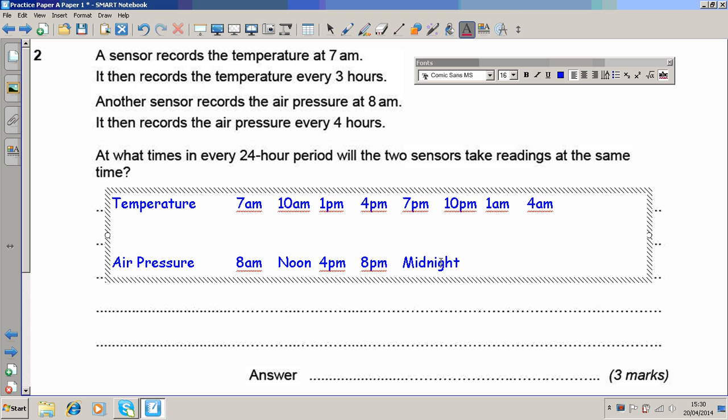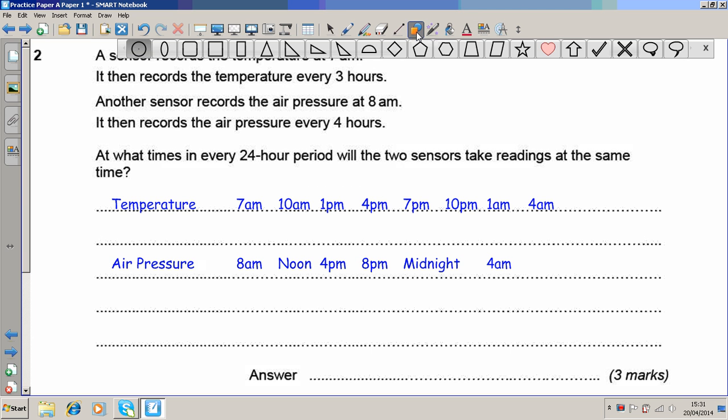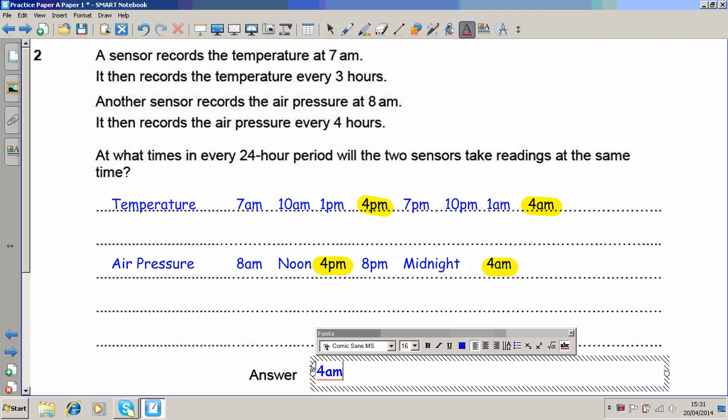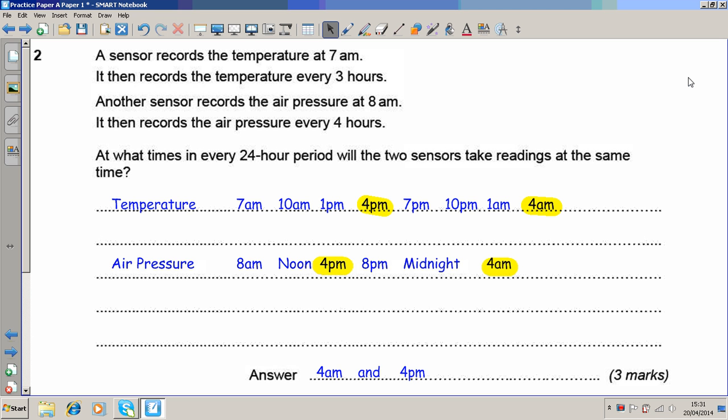And then it'll be 4 in the morning, and then it'll be 8 in the morning, which takes us back to the start. So what times have we got the same in both lists? Let's go for a highlighter pen. We've got 4 PM here and 4 PM there, so done at the same time there, and then 4 AM there and 4 AM there. So they are the two times. At what times? It'll be 4 AM and 4 PM. The sensors will take readings at the same time.